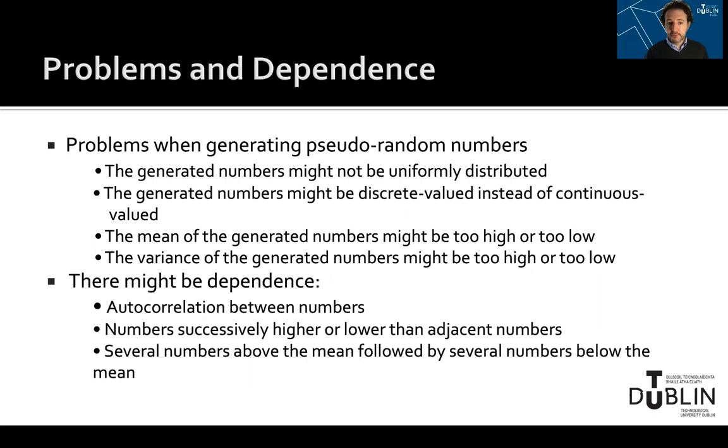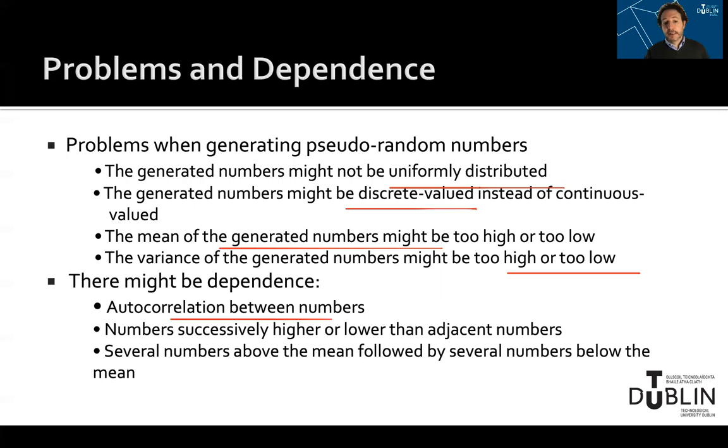Now, there are so many issues with this. Numbers might not be uniformly distributed. You can only really generate discrete values, which you then have to map on to the continuous. The mean of the generated numbers might be too high. So between 0 and 10, the average number you'll get is 7, but it should be 5 because that's the middle of the distribution. Or the variance is too high or too low. If it's too low, that means you're just going 4, 5, 6, 4, 5, 6, 4, 5, 6, and not looking at the other numbers.